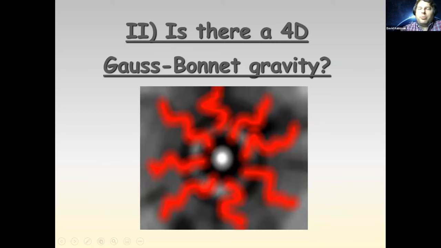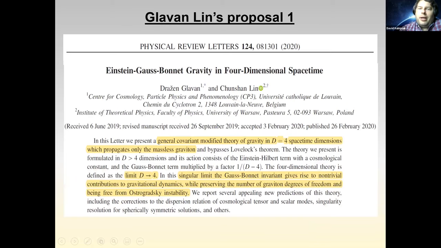All right, so here is the proposal by Lin in the Physical Review Letters paper. Let me just highlight what they say: we present the general covariant modified theory of gravity in D equal to four dimensions. They say they propagate only the massless graviton. Then they talk about how they actually obtain it. They basically rescale somehow the Gauss-Bonnet coupling constant. And then they say this singular limit gives rise to non-trivial contributions to gravitational dynamics while preserving the number of graviton degrees of freedom and being free from Ostrogradsky instability. So that's the claim in the PRL paper.